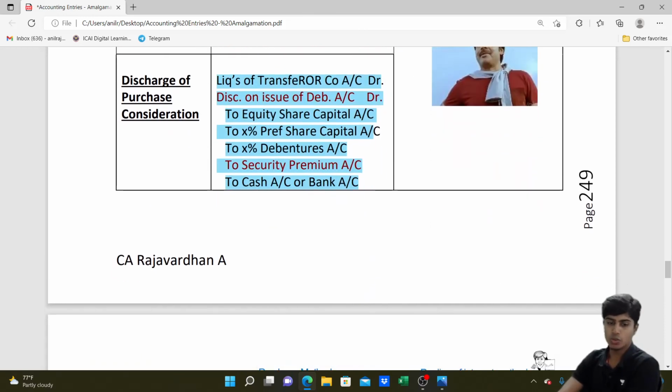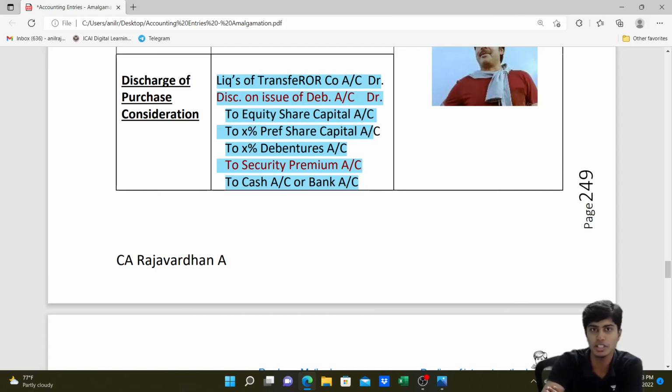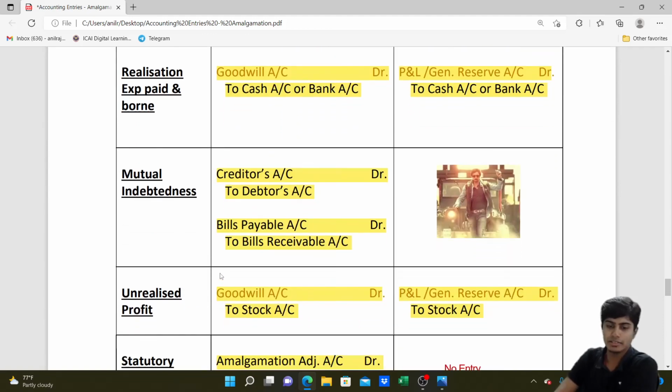Let me now show you the entry for discharge of purchase consideration. The first column is amalgamation in the nature of purchase method, and the second column is amalgamation in the nature of merger, pooling of interest method. I hope you took a note of this one. Then the next entry is for realization expense, mutual indebtedness and unrealized profit. Note of this please.